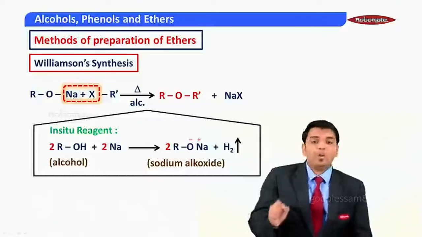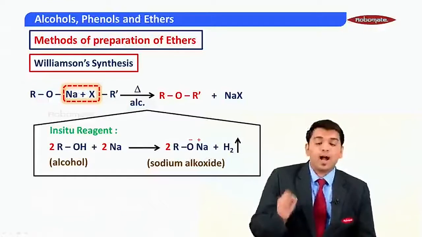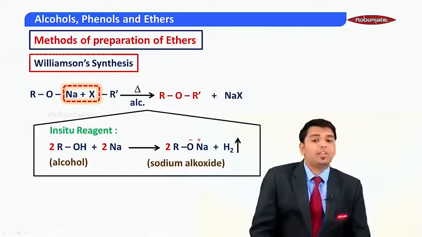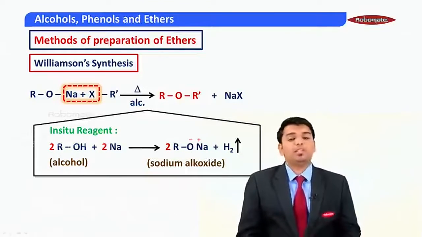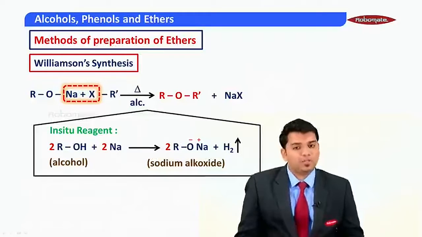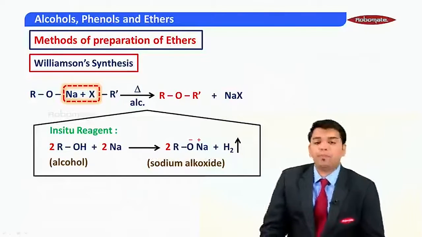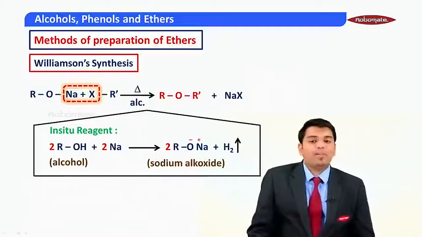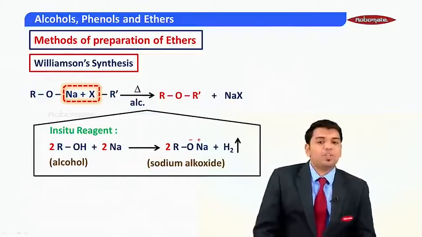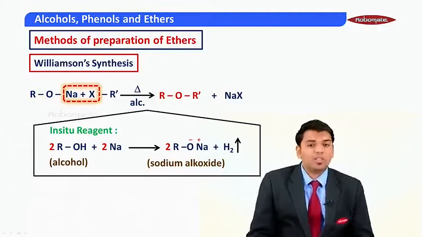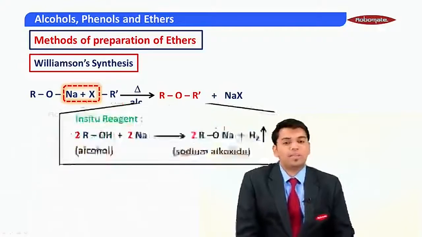Now one very important point that you must notice is that RONa is unstable and it cannot be stored in bottles. Hence it is prepared in situ, that is it is prepared while the reaction takes place. And how is it prepared? It is prepared by taking an alcohol, and when an alcohol is treated with sodium metal, it results in the formation of sodium alkoxide with the liberation of H2 gas. So this is how a sodium alkoxide is produced.